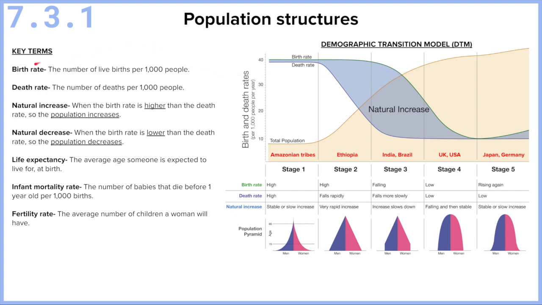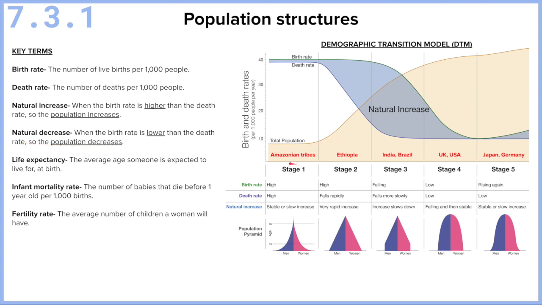So you can see here the definitions that I've been mentioning. Birth rate is the number of births per 1,000 people. So it's a bit like looking at a percentage, but out of 1,000 instead of 100. The same for death rate, the number of deaths per 1,000. The natural increase is when the birth rate is higher than the death rate. And then the natural decrease is when the birth rate is lower than the death rate.